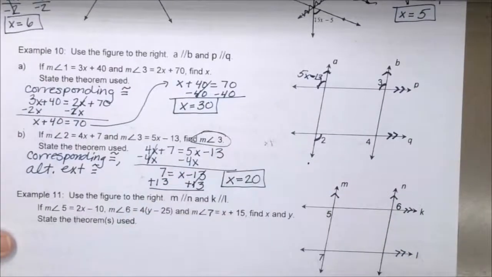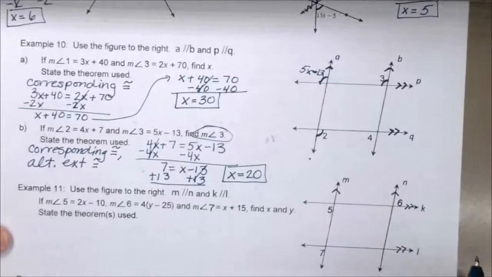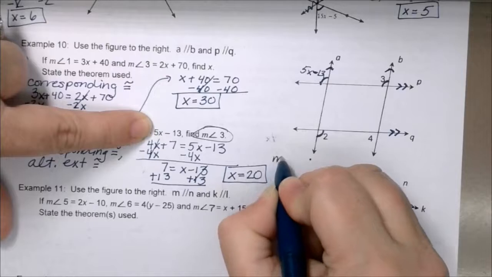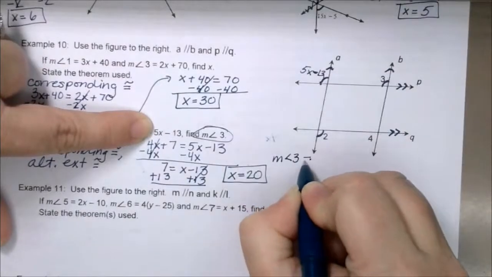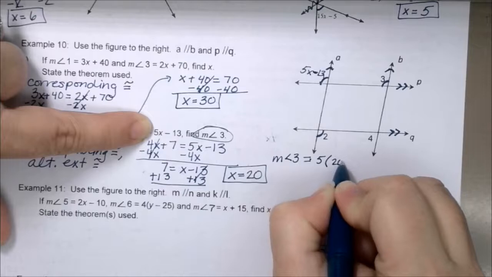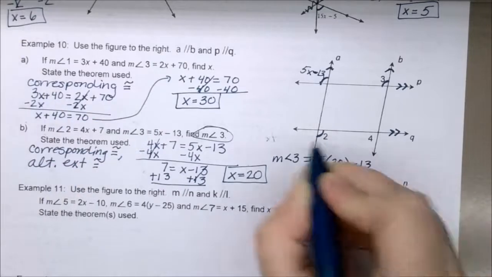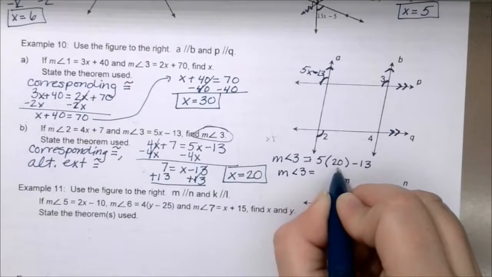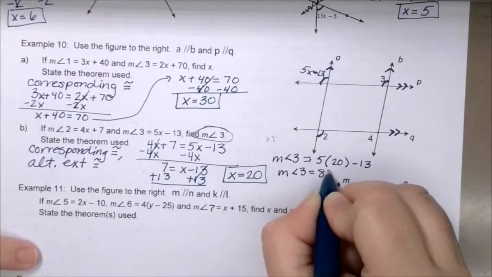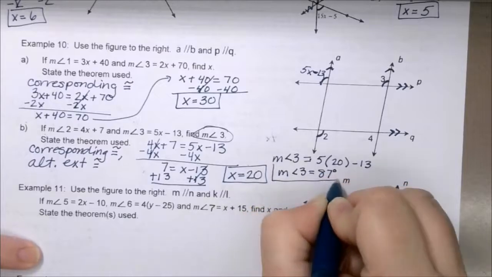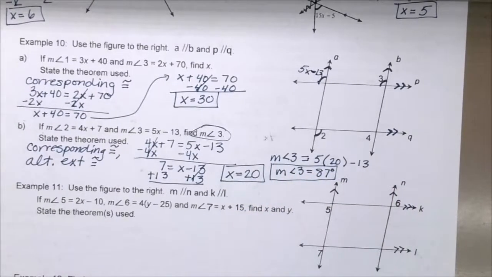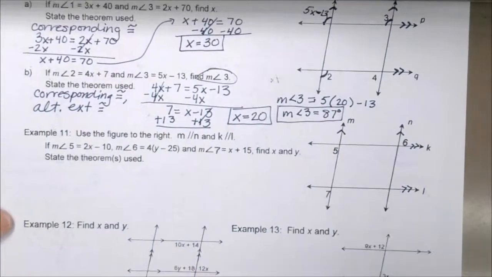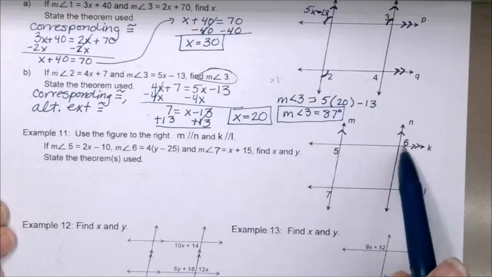25 plus 15? Isn't that 40? This one should also be 40 degrees because they're corresponding, and that means they're congruent. 2 times 25 is 50 minus 10, that's 40 degrees. So what do I know about angle 6 then? Because they are what? Alternate exterior. They are also congruent. So this should also be 40 degrees. So angle 5 is congruent to angle 6.